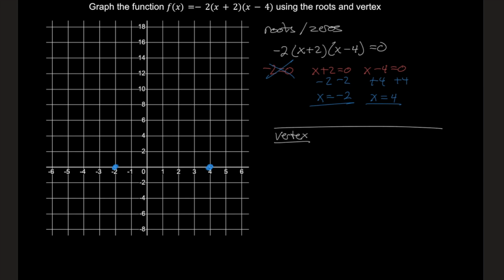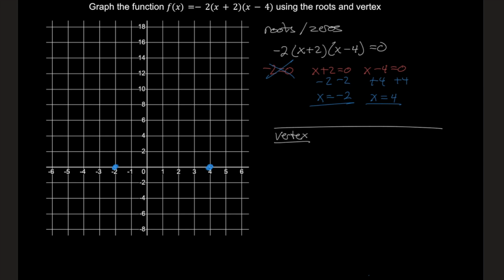Since we know the roots and we know the fact that a quadratic is symmetric, these two points are at the same height, which means halfway between those two points should be the location of the axis of symmetry. Because again, quadratics are symmetric. So to find the axis of symmetry, we're simply going to add the two x values together and divide by 2.